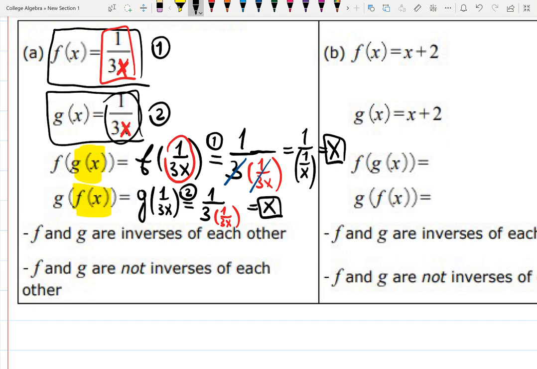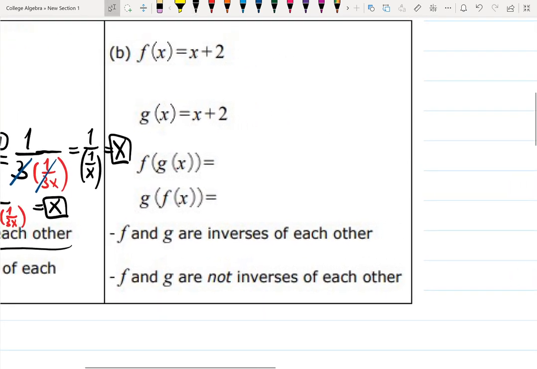That means the answer is yes. F and g are inverses of each other, because no matter which order we apply them to each other, we go back to the input, and that's the property or definition of the inverse function. You reversed whatever the other function did and went back to the input x.